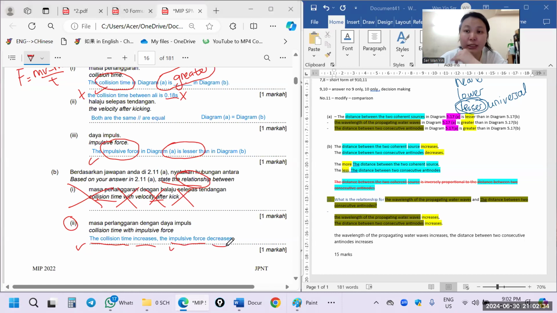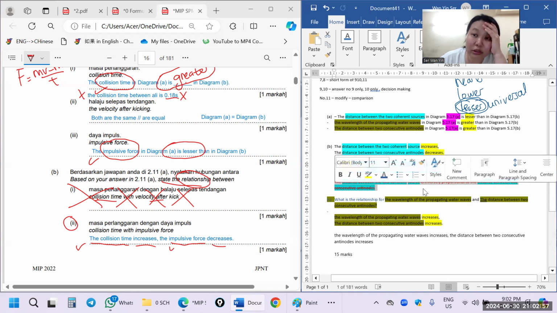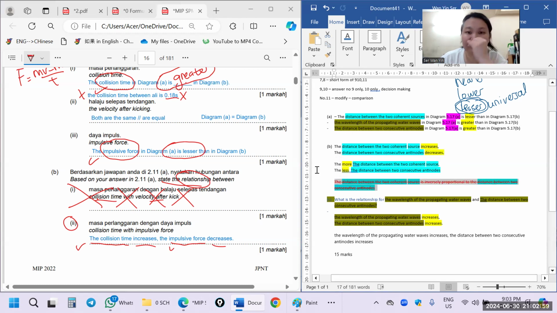Can, the greater, the lesser, can. You want to use the primary school sentence also can. But I prefer you to write increase, decrease. I discourage you to use inversely or directly. 99% can use for this, but 1% cannot use.